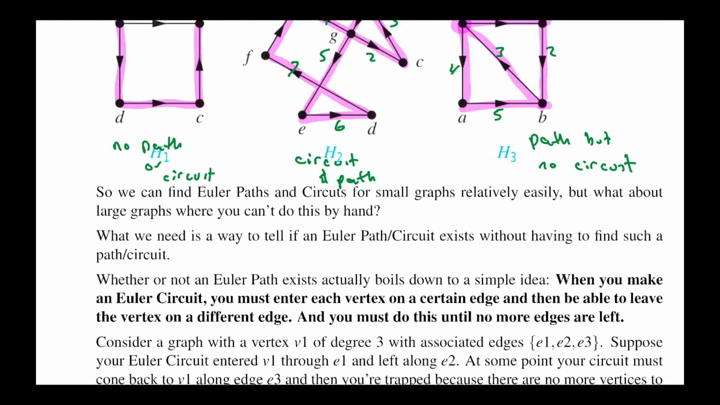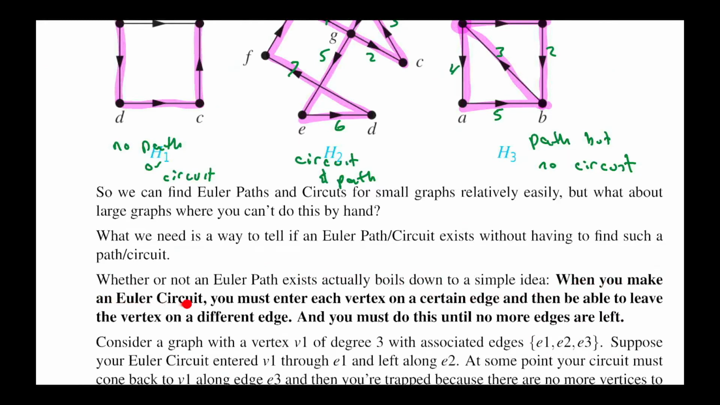So what does it say here? We can find Euler paths and circuits for small graphs relatively easily. What about large graphs where you can't do this by hand? So what we want is a theorem. And here's the idea. So I'll just read it.